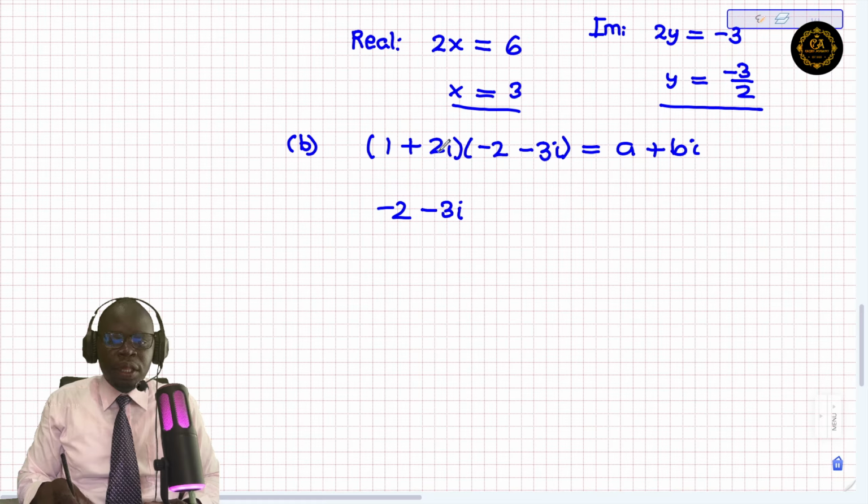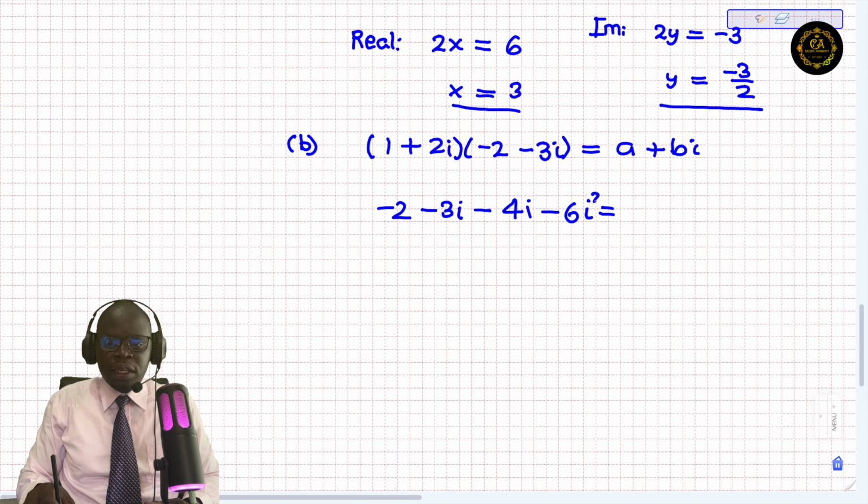Then we move to the second one here. 2i times negative 2, we get negative 4i. Then lastly, positive 2i times negative 3i. So we have 2 times 3 is 6, but of course it is negative 6. Then i times i is i squared. And take note that i squared is the same as negative 1. So let's go ahead and implement that in our next step.